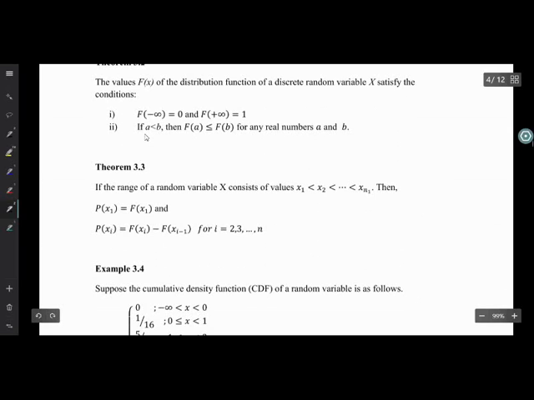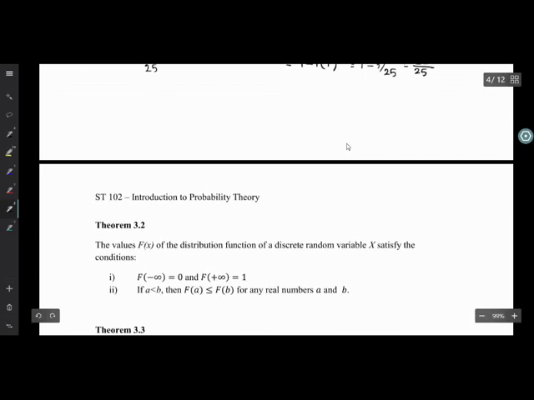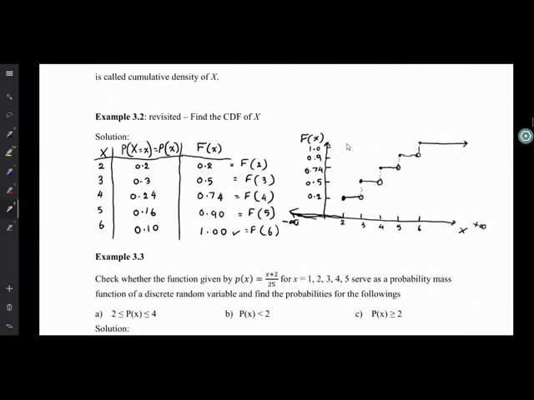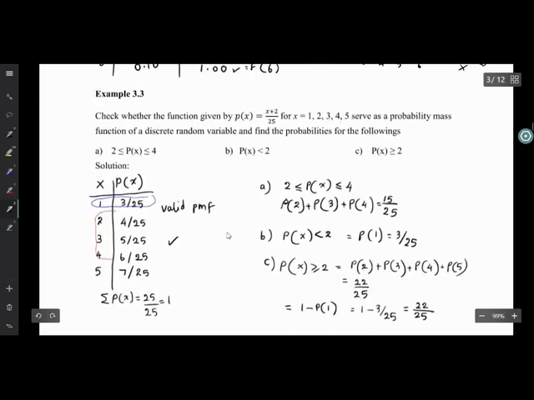The second one: if a is less than b, then capital F(a) is always less than or equal to capital F(b) for any real numbers a and b. If we go back to the CDF of the previous example, you can see that capital F(x) is always increasing. When you have two values, let's say 3 and 5, 3 is less than 5, so capital F at 3 is also less than capital F at 5, because this is an increasing function.